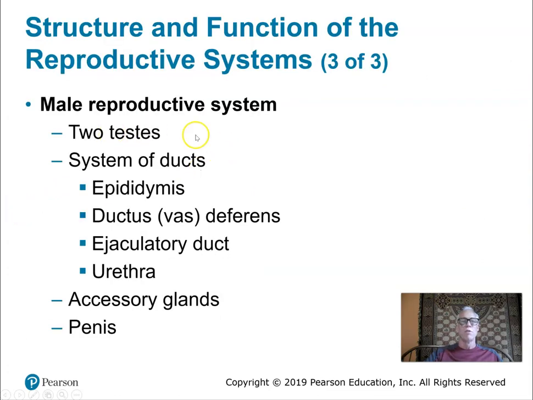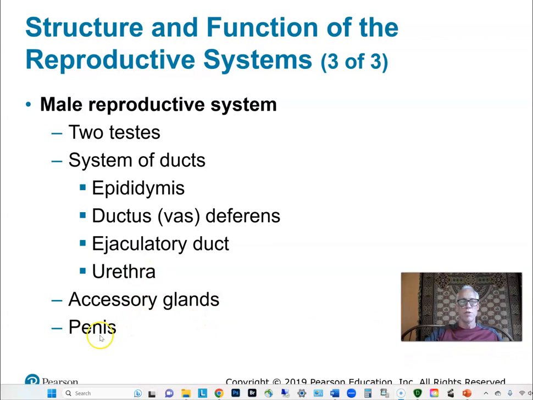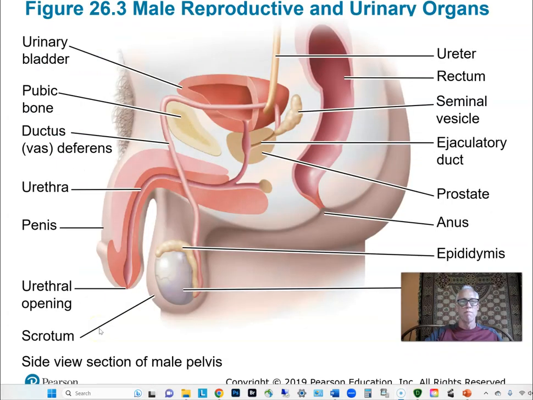Male reproductive system, two testes. System of ducts, the epididymis is where the sperm form or are stored actually, and then they travel through the vas deferens or ductus deferens down through to the urethra, and then the ejaculatory duct to the urethra, and then on out. There's a couple of accessory glands, and the penis. The penis is the organ through which the urethra passes on its way out.